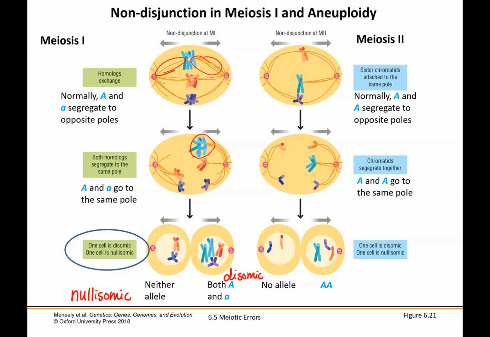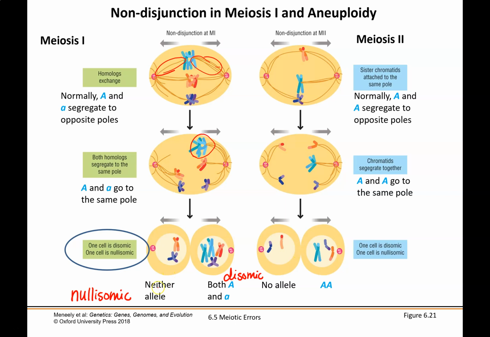So this problem continues when the cell goes through meiosis 2. It's not showing both of the cells going through meiosis 2, but it's sort of showing one of each of the cells that results.